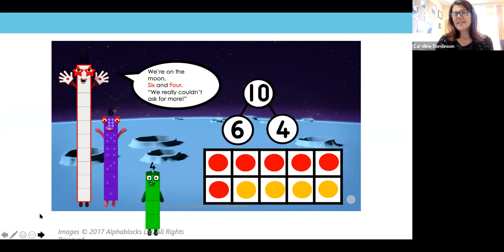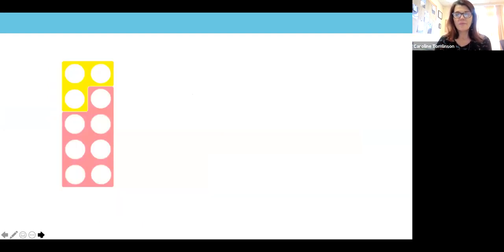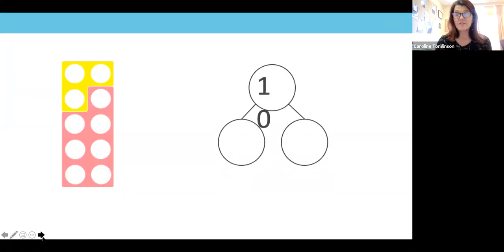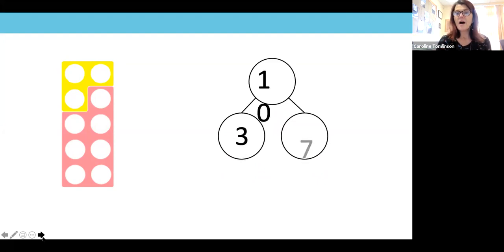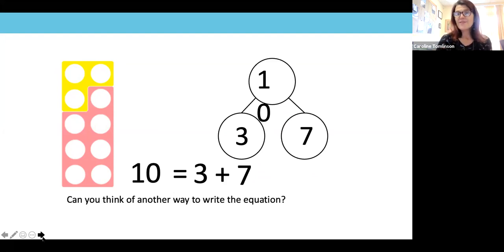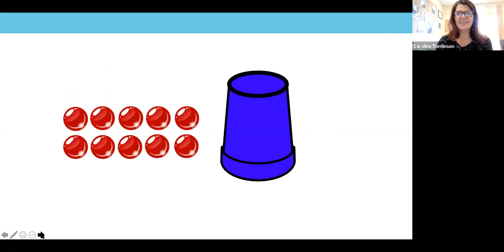6 and 4 equals 10. You can see the part whole. 10 is my whole, 6 is a part, 4 is a part, and 10 is my whole. We have some Numicon here, which is another way we represent part whole models. 3 is a part, 7 is a part, and together they make 10, part of our tens frame. 3 is a part, 7 is a part, 10 equals 3 and 7. A different way to write the equation, yes, 10 equals 7 plus 3, we're catching on.